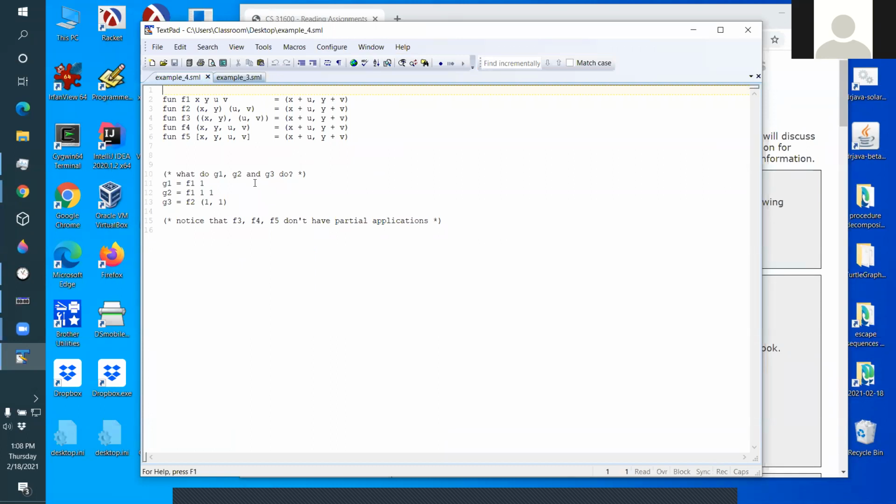We're practicing recognizing types and thinking about types. Okay, so what's this function do? It takes in 4 things. What does it do with the 4 things? It adds the first 2. Oh, I'm sorry, it adds the first and the third.